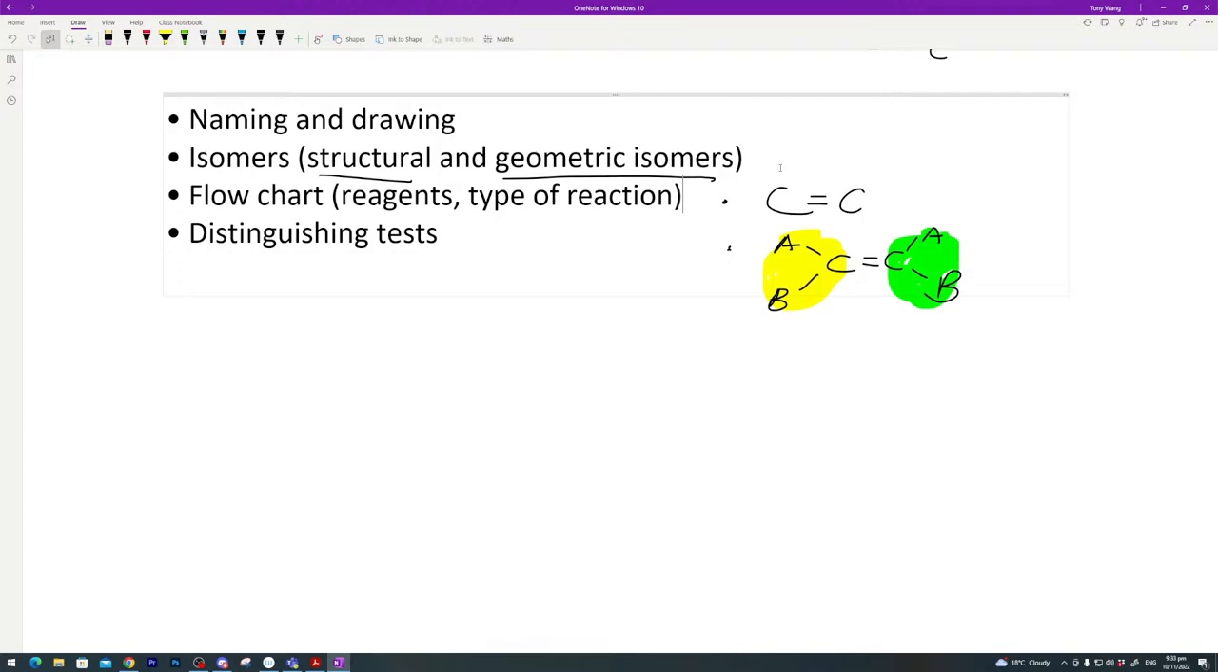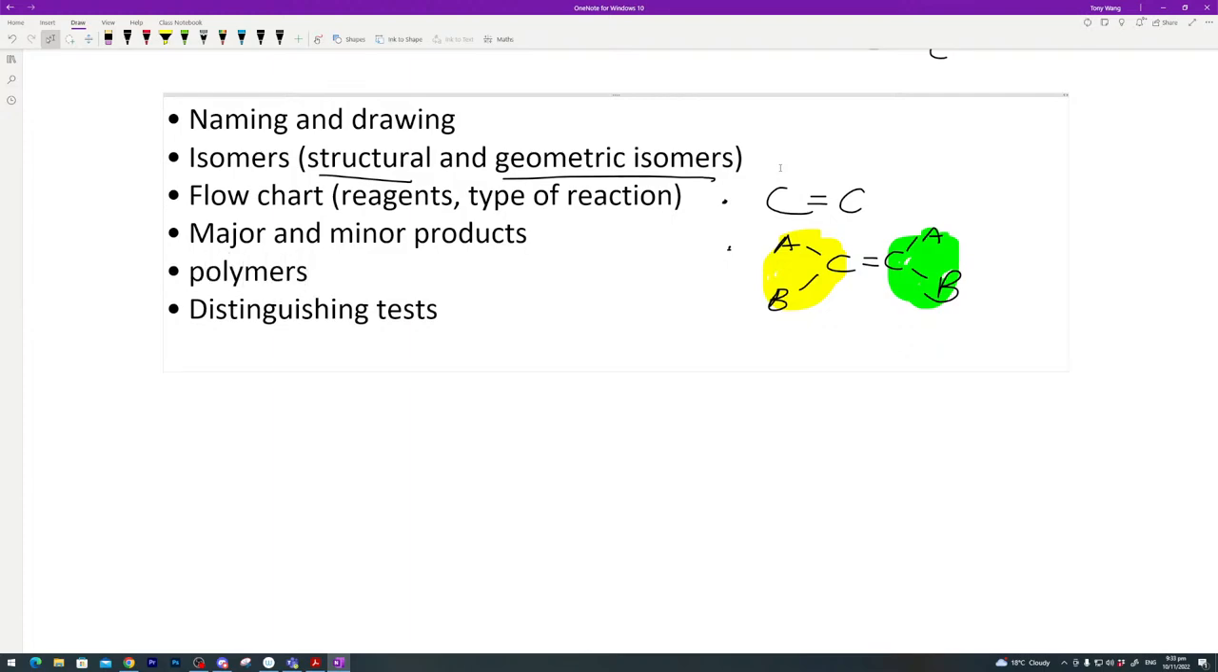Just below the flow chart, you've got major and minor products, which fall under the flow chart reactions, but they tend to ask those separately. These are the main things we need to worry about. And things like polymers, addition polymerization, which is only an achieve question, maybe a merit question at best, but that's about it.